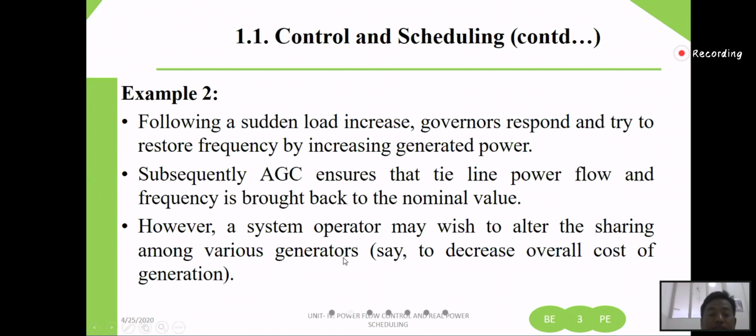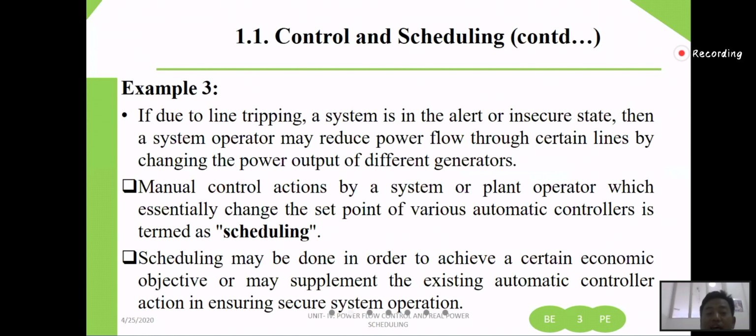So now if two generators are sufficient, he may shut down another one or two generators, and then see where it is cheaper for the overall cost. Okay, this is another example, which means the operator has flexibility. And the third one is, if due to line tripping, the system is in an alert or insecure state. There are 5 states in a power system, right? If there is line tripping and the system is in the alert or insecure state, then the system operator may reduce the power flow through certain lines by changing the power output of different generators, right? So the system operator has a certain flexibility.